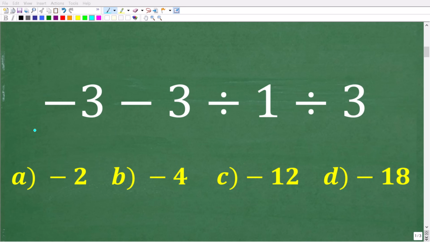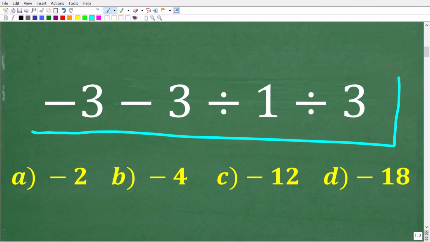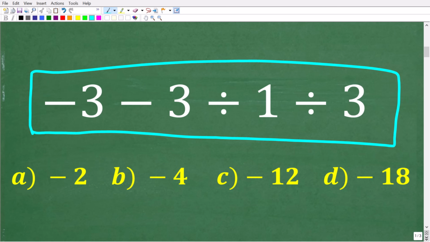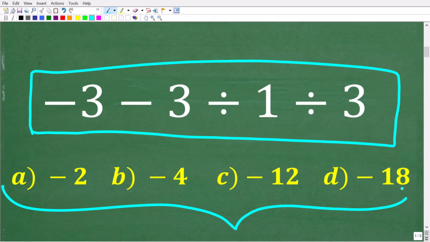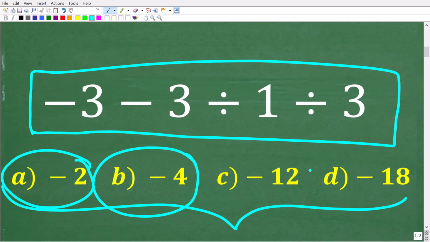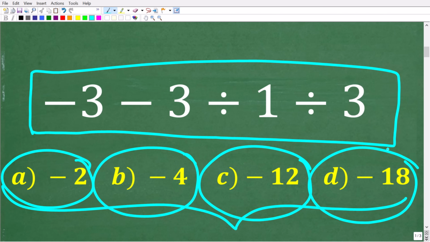So once again, here is our problem. We have -3 minus 3 divided by 1 divided by 3. Now, I'm going to go ahead and make this problem more interesting by turning it into a multiple choice question. Okay, so one of these answers down here is the correct solution, but let's take a look at our options. So A is -2, B is -4, C is -12, and D is -18.